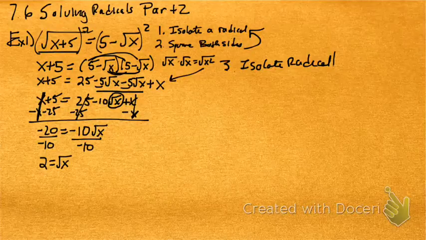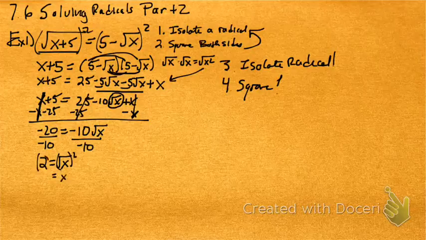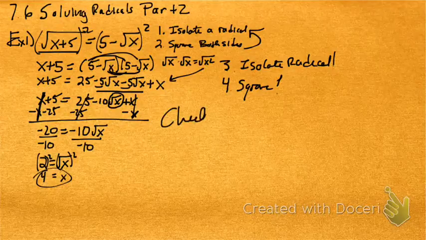The last step is to, once again, square both sides. If we square both sides, we end up with x on the right, and when you square 2, you get 4. Now, just like before, you want to check your solutions because it might be extraneous.